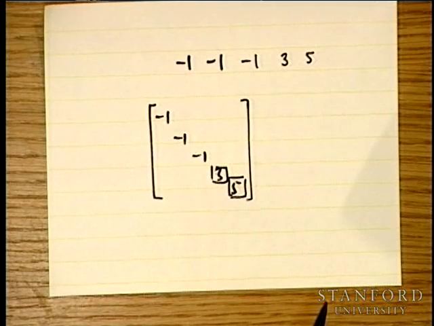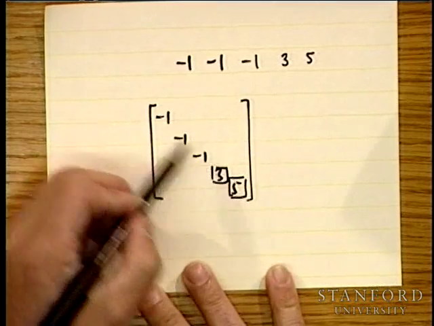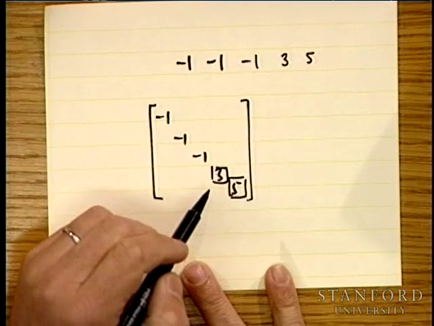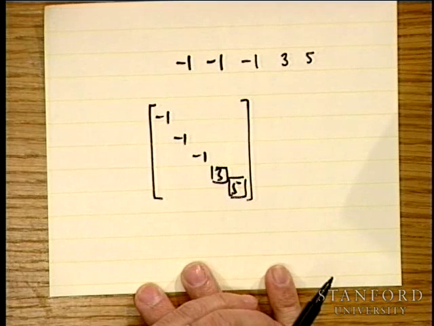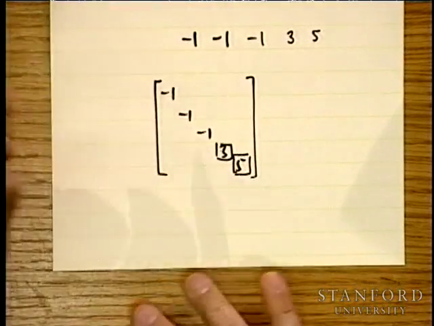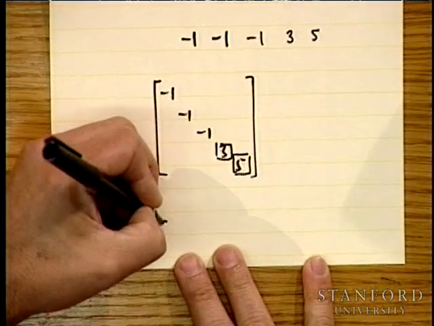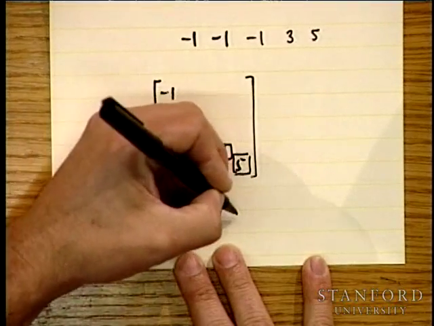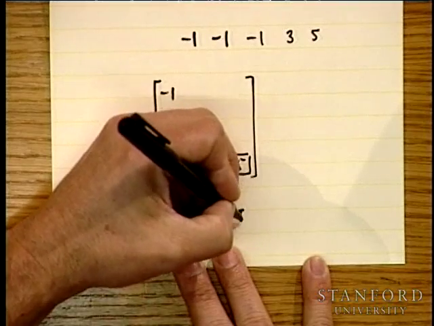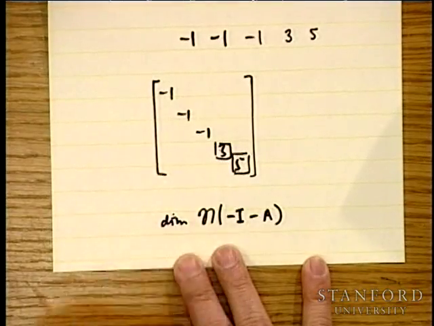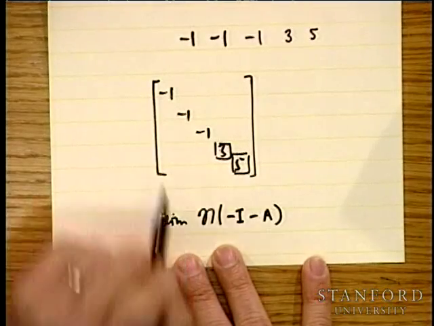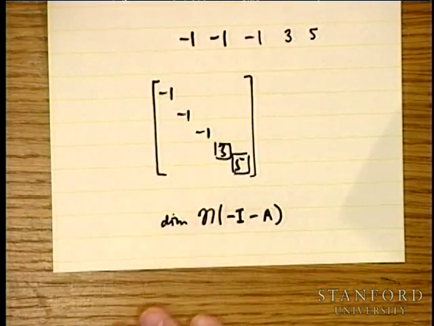And what are all possible Jordan forms for 3 repeated eigenvalues of minus 1? Well, we've got 1, that's diagonal. What else? 2 and 1, and what? And 3. Okay. In this case, if I told you what the dimension of the null space of minus I minus A is, if I told you that number, could you then uniquely determine the Jordan form of A?